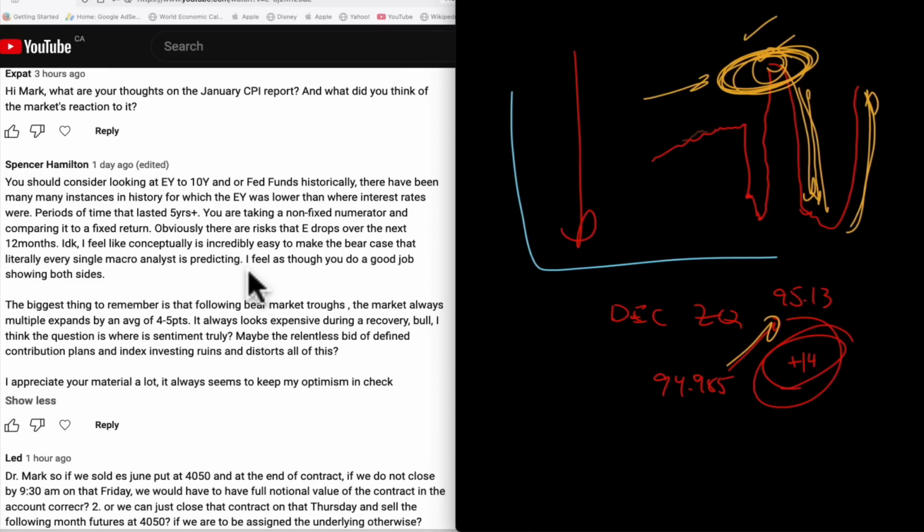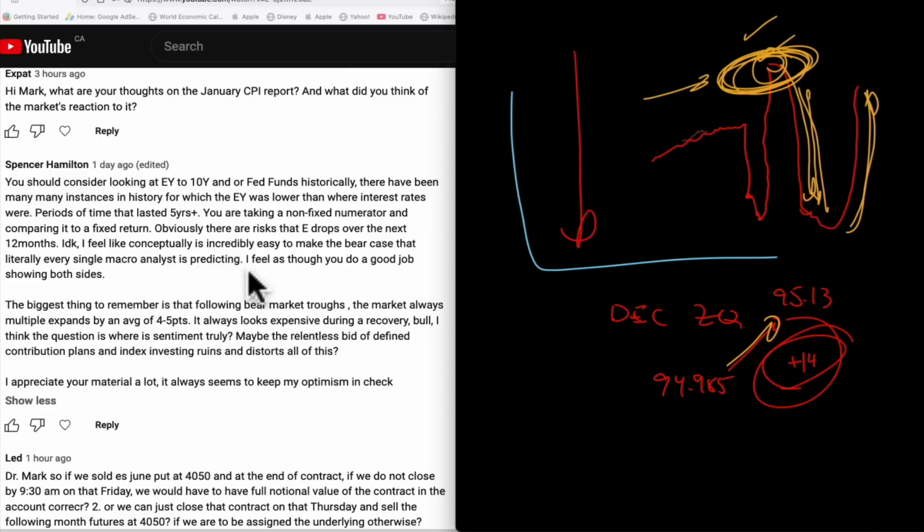Let's see. You should consider looking at earnings yield to 10-year of the Fed funds historically. There have been many instances in history for which the earnings yield was lower than where interest rates were. That's true. If markets are extremely overvalued, you will have a very low earnings yield. That's the point, right? Periods of time that lasted 5+ years. Yeah, I agree. You are taking a non-fixed numerator and comparing it to a fixed return. Well, that's exactly the point. That's what you would do, right?